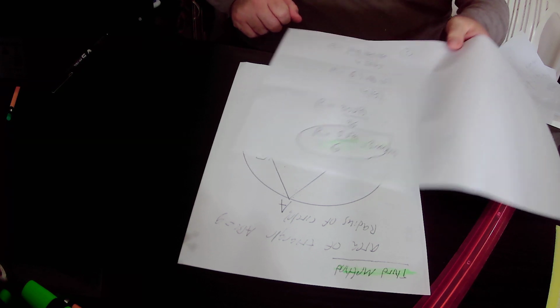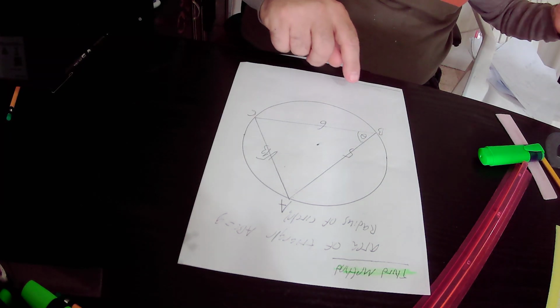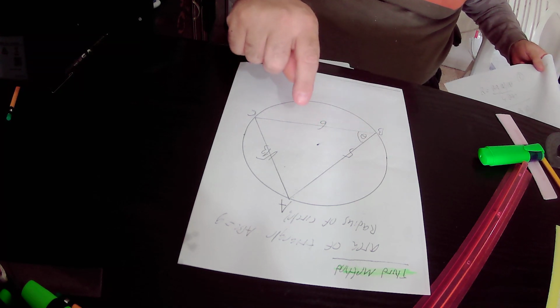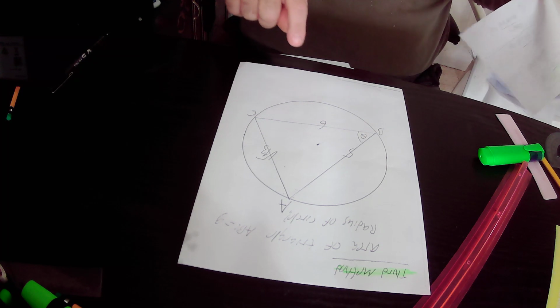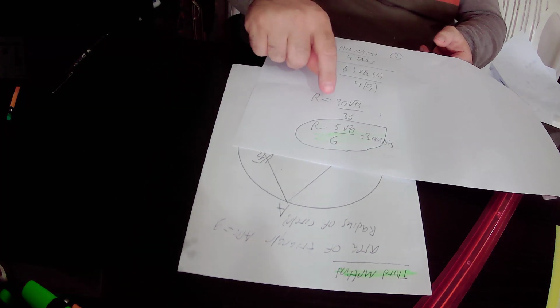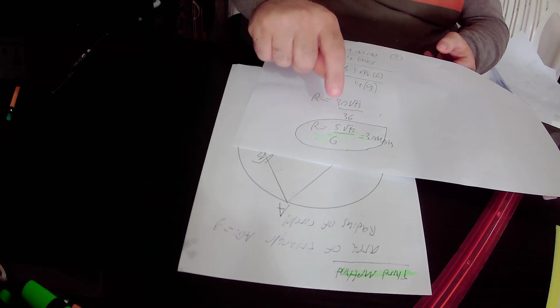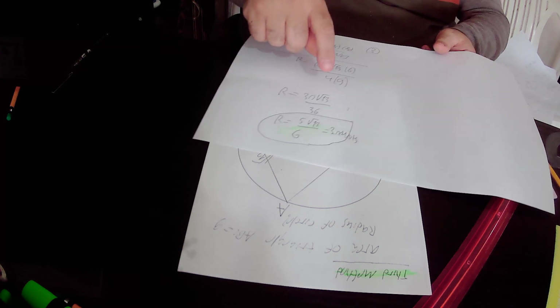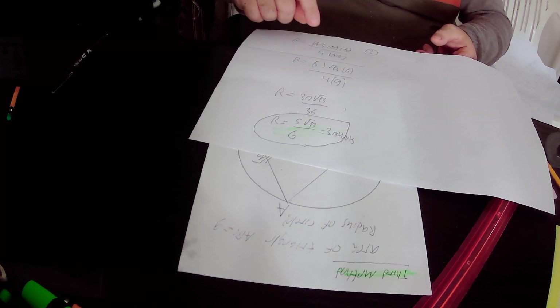I repeat again, the radius of this circle that circumscribes triangle ABC equals 5 times the square root of 13 over 6 units, or in terms of numbers, the radius of this circle is a little bit greater than 3 units.